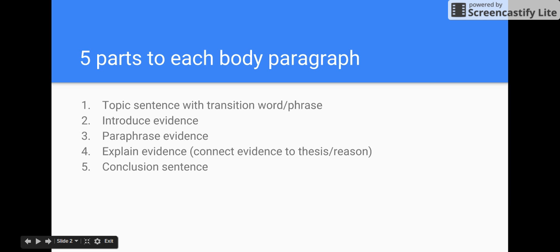So the first thing is there are 5 parts to each body paragraph of your argumentative essay. First is the topic sentence with some sort of transition word or phrase. Second, you're going to introduce your evidence. Third part, paraphrase your evidence. Fourth part, you're going to explain that evidence where you're going to connect it to your thesis and your reason. And the fifth part is your conclusion sentence.